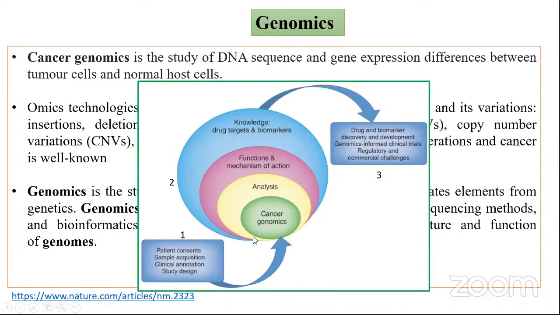In cancer genomics, if you analyze those data based on the function or the mechanism of action, you can move ahead for designing novel drug targets or biomarkers, so that you can move to drug discovery and development of those biomarkers. And you can cross check and use the clinical data sets so that you can move ahead for designing precision medicine for those diseases.